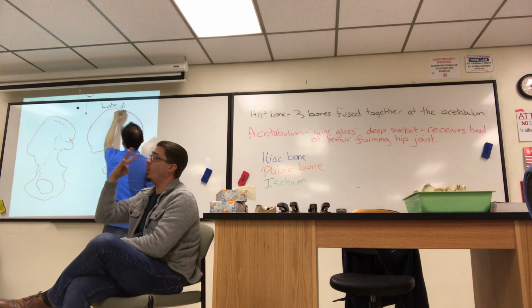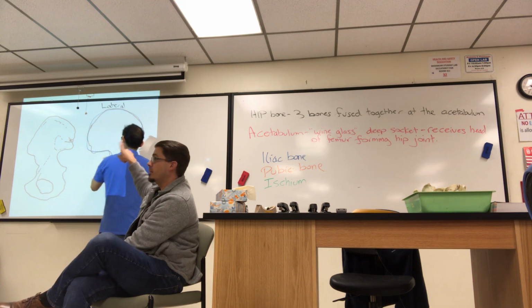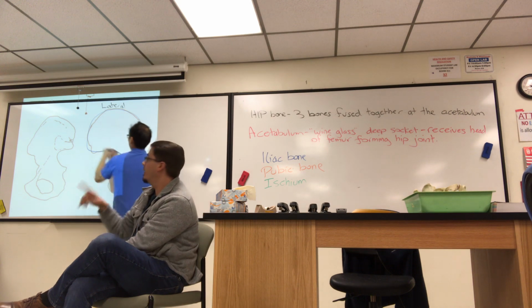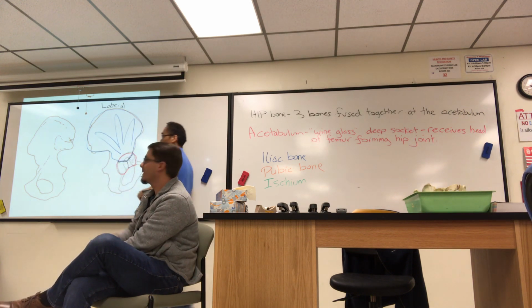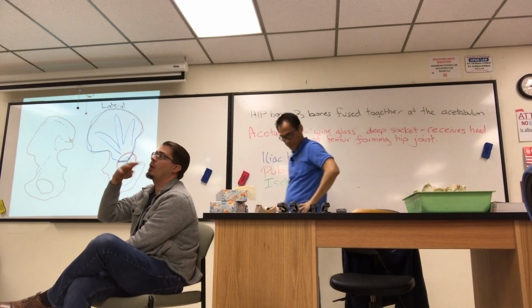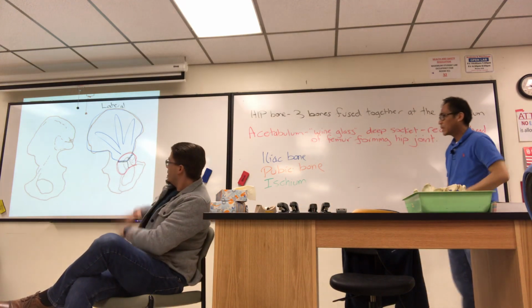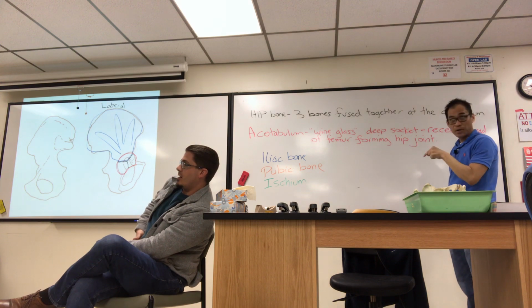It's all this. Okay, all that superior stuff, all this is the iliac bone, the big fan shape. When you put your hands on your hips, you're putting them on the crest of the iliac. The pubic bone is anterior.